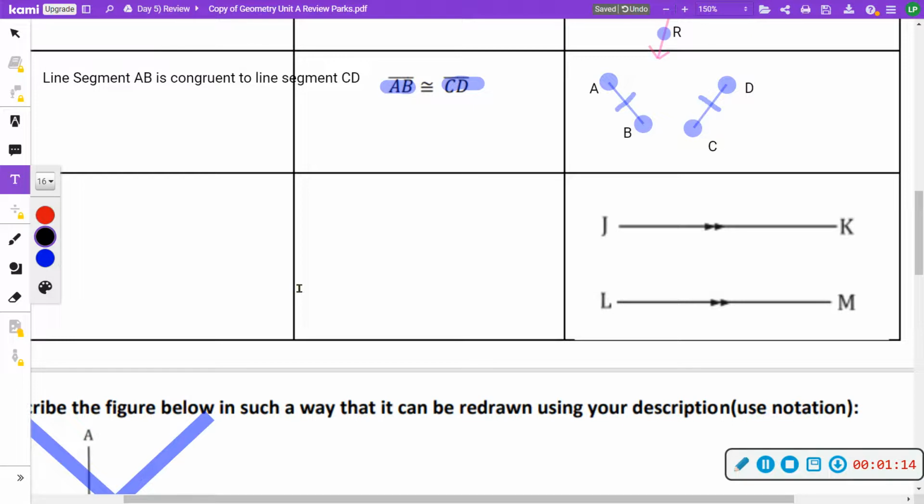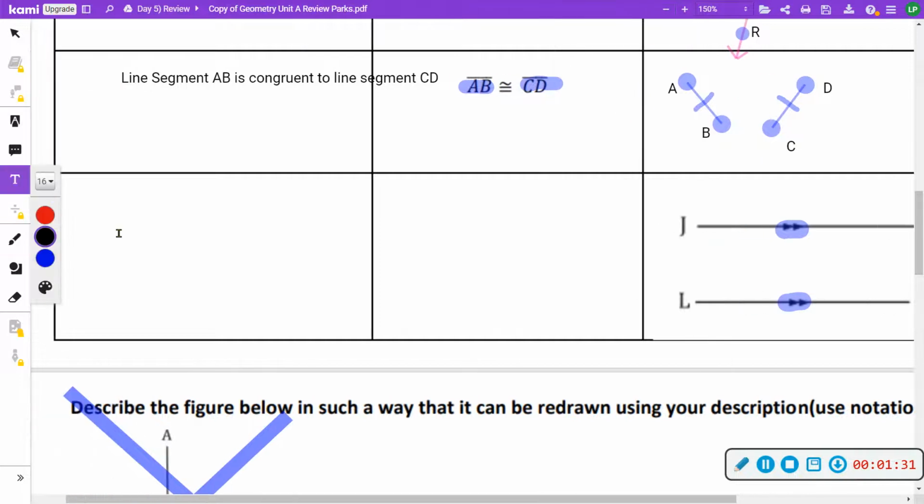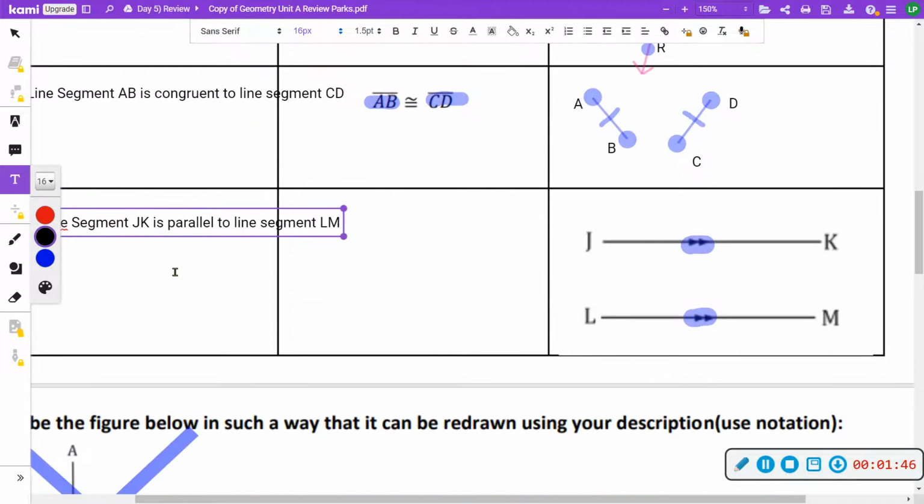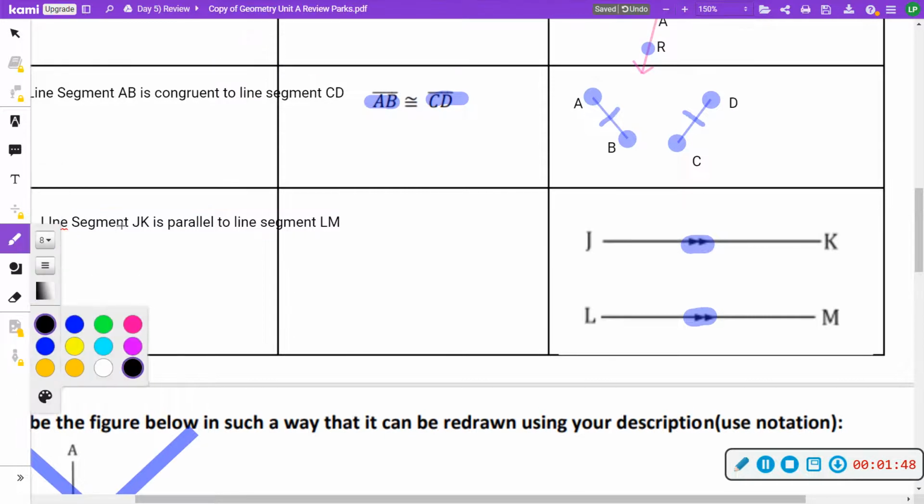Now this one, you should know that this symbol right here, if they are the same, and you're talking about lines or line segments, that means what we call parallel. So what I have is I'm going to say that line segment JK is parallel to line segment LM. That's all that means. Now the way I would write that, I'm probably going to draw this by hand.